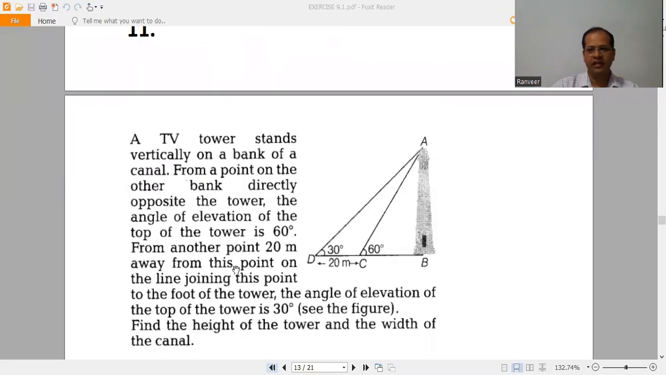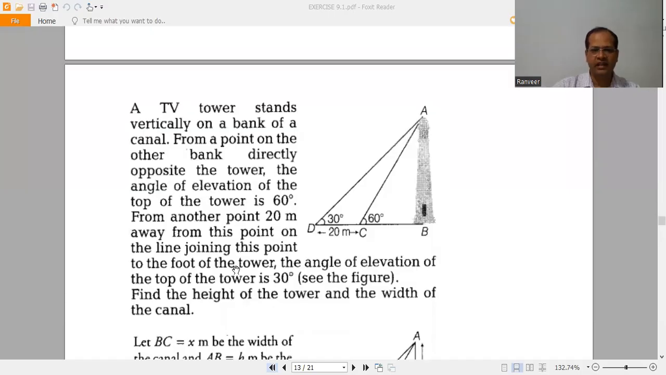Now question number 11. A TV tower stands vertically on a bank of a canal. From a point on the other bank directly opposite to the tower, the angle of elevation of the top of the tower is 60 degree. This first value is given.